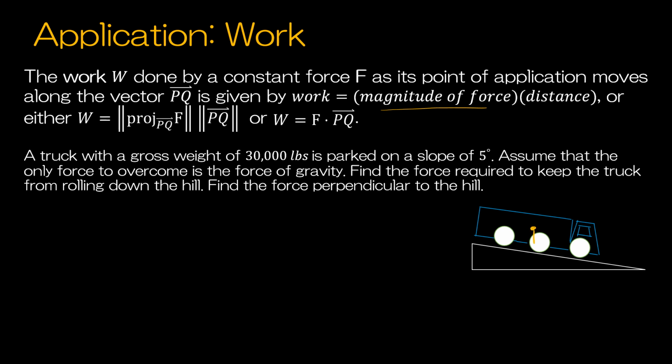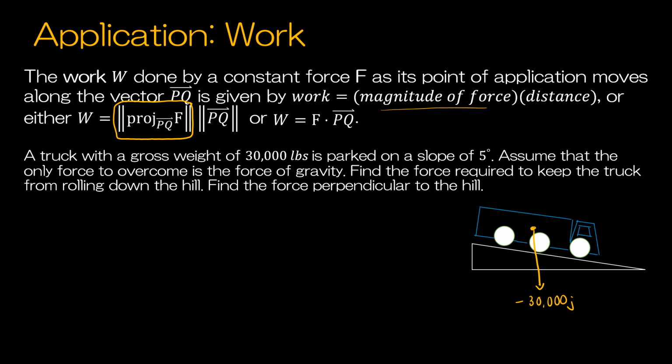So for instance, in this case, I have the force of an object that weighs 30,000 pounds. This force is -30,000 times j, j being the up and down direction, as opposed to i, which was right and left or horizontal. So I am going to be using work as either equal to the projection of PQ times the magnitude of the vector PQ, which is the distance, or work is equal to force times vector PQ.